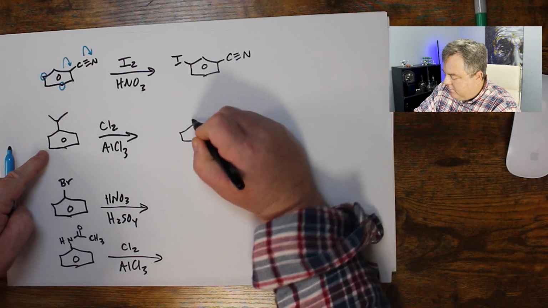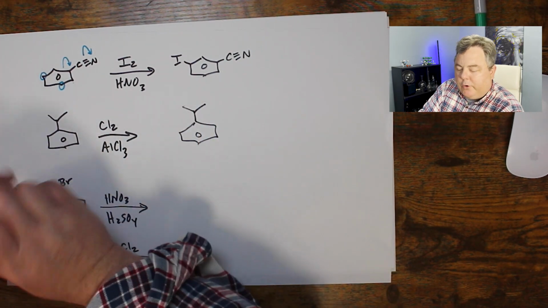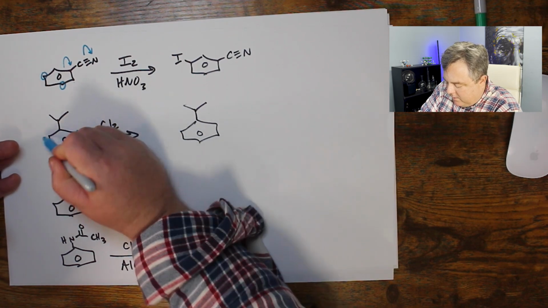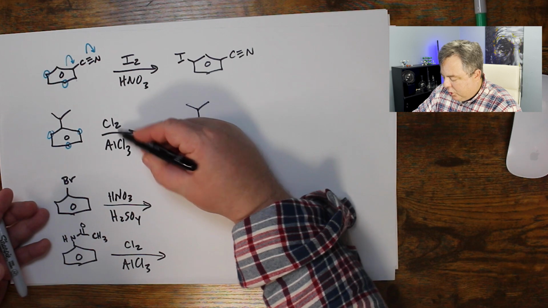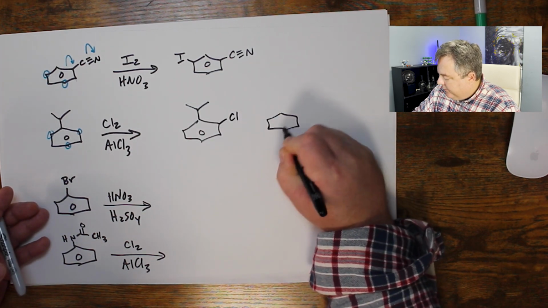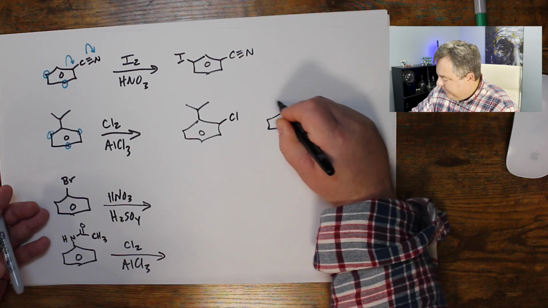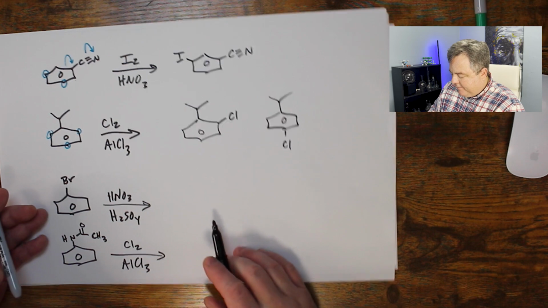Isopropylbenzene. Let's see, that's an alkyl group, so that's an ortho para director. So I'm going to add chlorine because it's Cl2 AlCl3. So the ortho position and the para position. You could draw the other ortho position. It's the same thing as this, just flipped over.